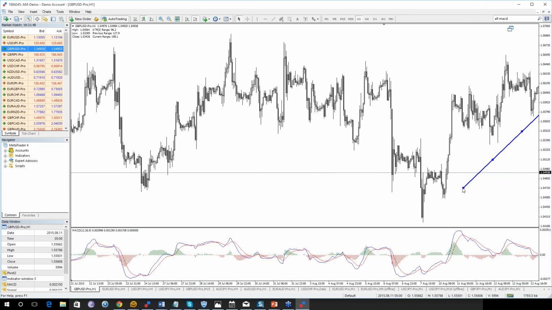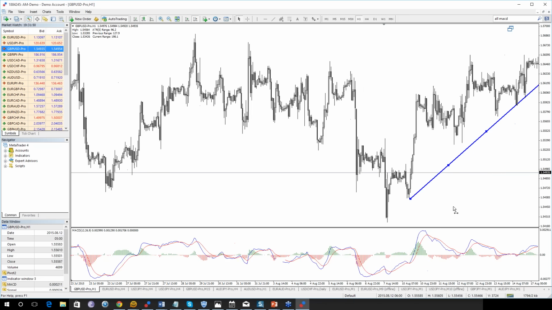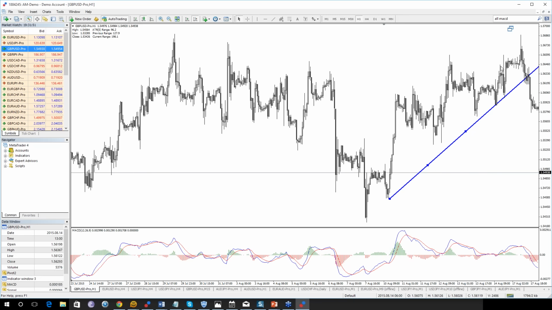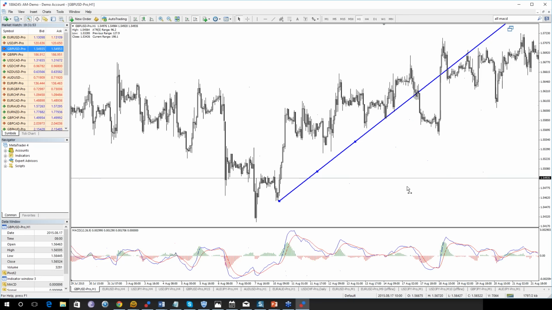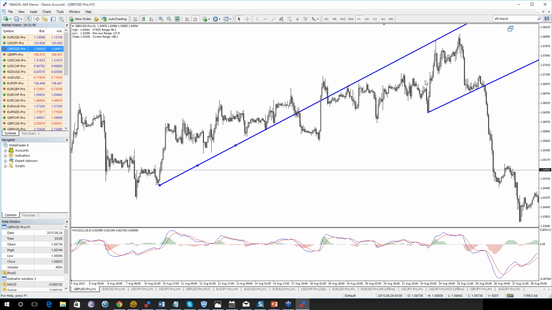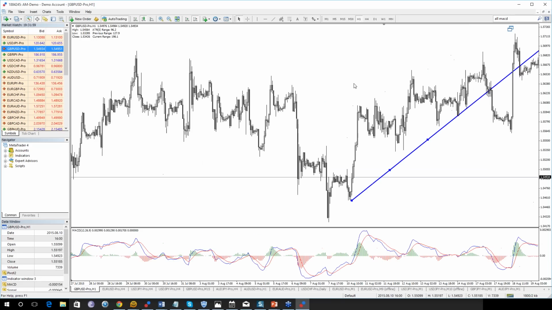Past, present, future. Look. Perfect. I love these trend lines, and that is why my analysis is 80 to 90% successful, because I use a whole bunch of price action indications to measure past, present, and future movement.